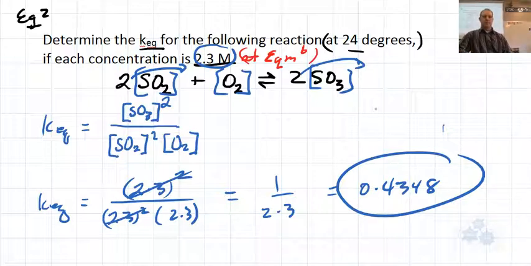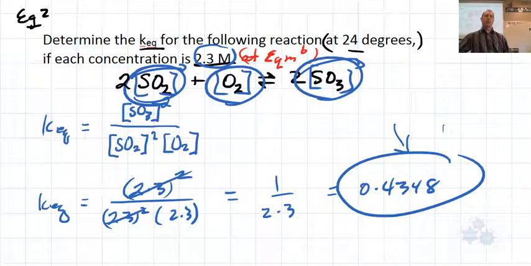0.4348. Okay. So does this KEQ, being that it's between 0 and 1, would you think that the products are favored or the reactants are favored? What would you guess there? The reactants, right? Because it's less than 1. Okay. So at equilibrium, you're still going to have more SO2 and O2 than you will have of SO3. Okay. Any questions?